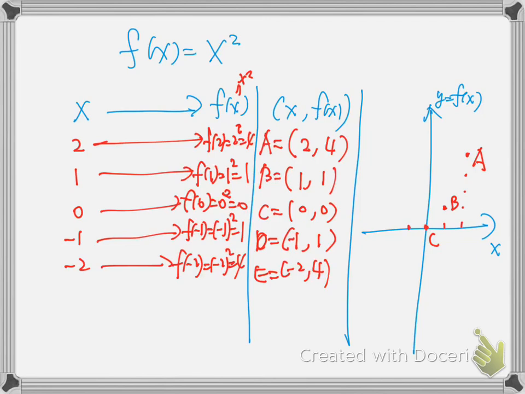Negative 1, positive 1, that's D. So go left 1, go up 1. So here is D. E, left 2, up 4: 1, 2, 3, 4. So here is E. Now we draw a good curve connecting A, B, C, D, E. From A to B to C, go up to D, go up to E.